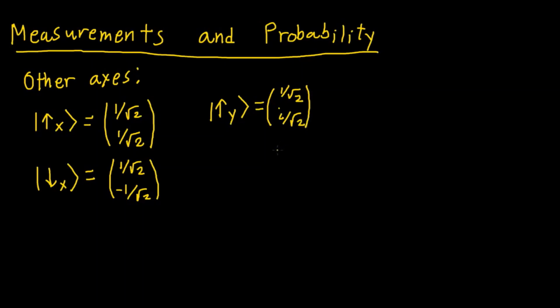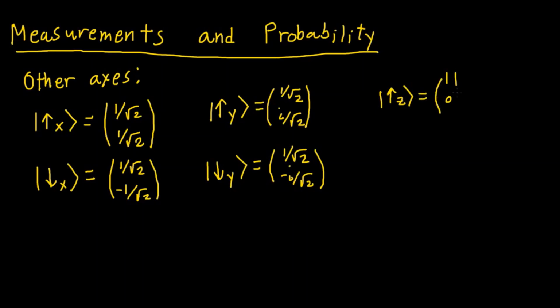And what's the state that's always spin down in the y direction? Well, that's the state with components 1 over root 2 and negative i over root 2. Finally, just for completion, as you know, the state that's always spin up in the z-axis has components 1 and 0, and the state that's always spin down in the z-axis has components 0 and 1.